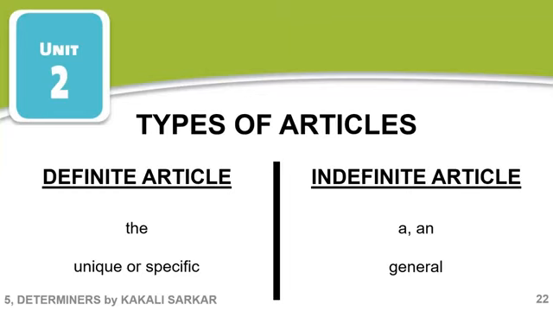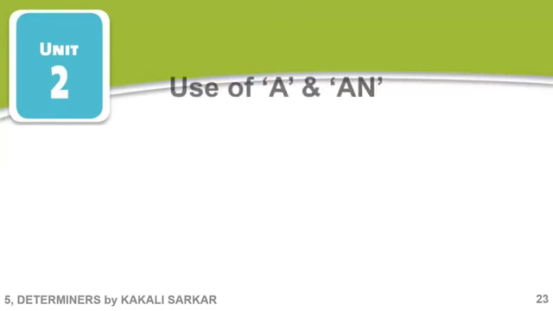But in general, if you just want an orange to eat, what will you say? Please give me an orange. Here you are not specifying any orange. You are just telling generally. So you have used an. Now let us understand why we have used an before orange and not a. Means where to use a and where to use an. So how to decide whether to use a or an?